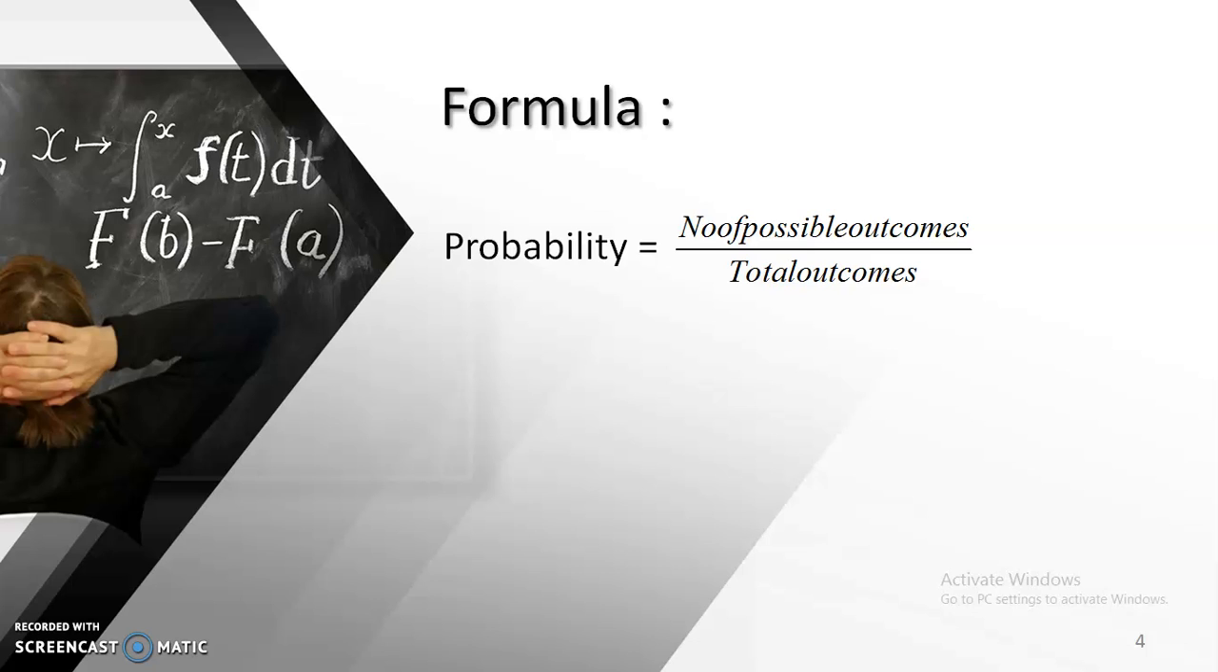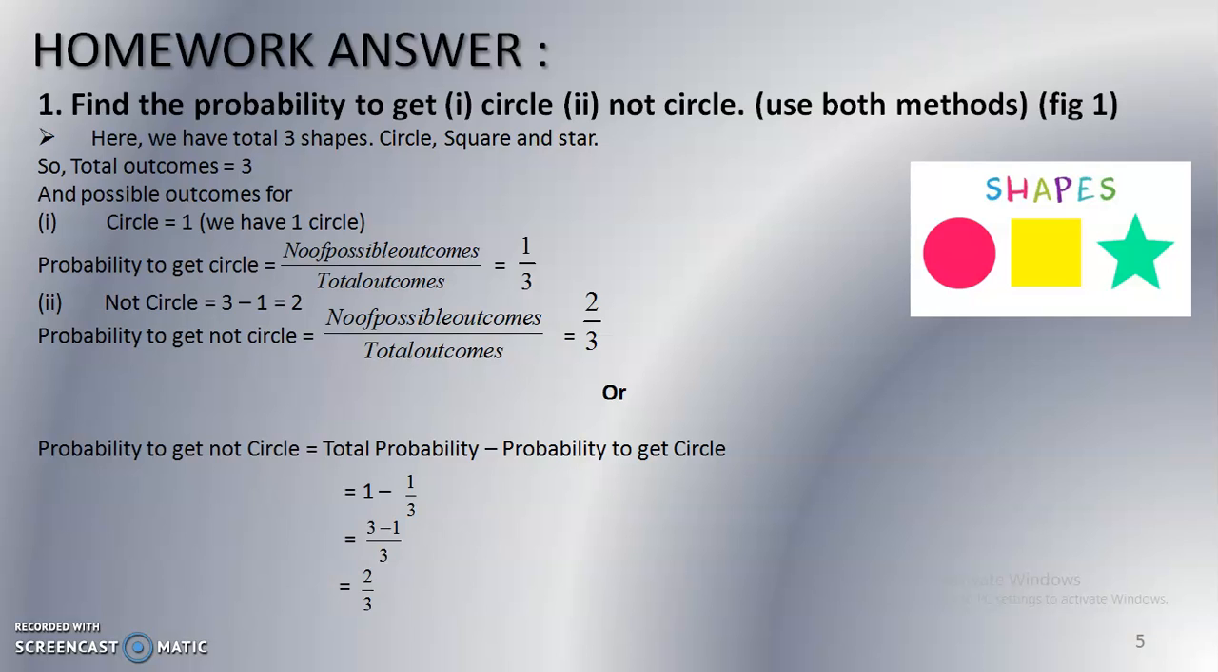Probability equals the number of possible outcomes divided by total outcomes, which is already known. So go to the next. It's the homework answer, and the first question is: find the probability to get first one circle and second one not circle. For not circle, use both methods and refer to figure 1. Here we have three shapes: circle, square and star. So total outcomes equals 3, and possible outcomes for first one circle equals 1 because we have only one circle. So probability equals number of possible outcomes divided by total outcomes equals 1 by 3.